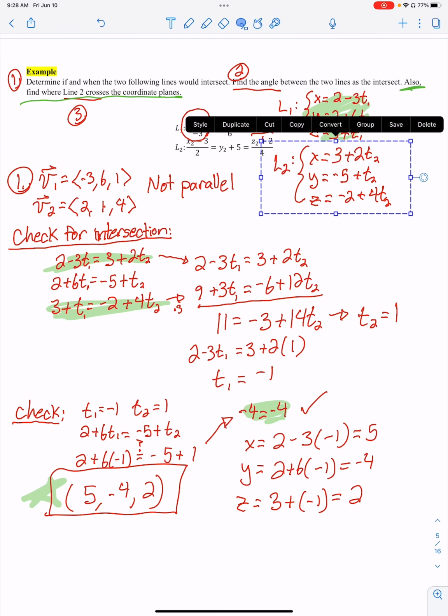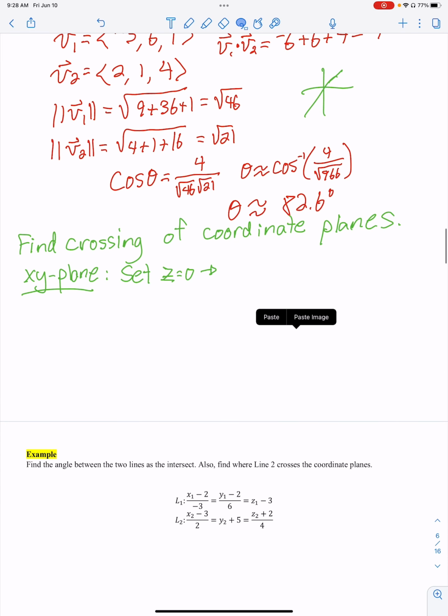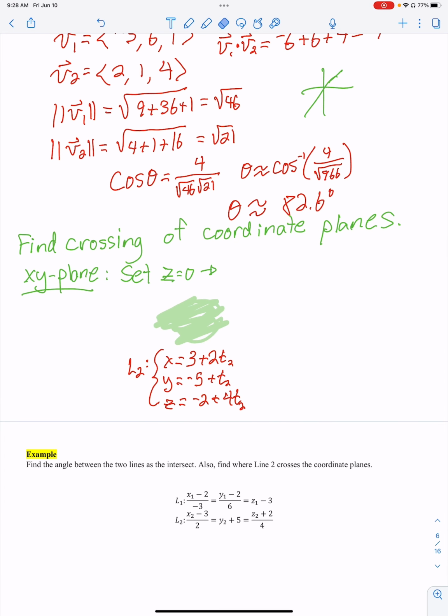I'll copy that down here just for a minute. That's what I get for L2. So if Z is 0, we get 0 equals negative 2 plus 4t2, and we solve for t2. I add 2, I divide by 4, and t2 happens at 1/2. I just plug in t2 for all these values. When I do that, it crosses at 4, negative 9 over 2, and 0. We take this number 1/2 and put it right here, here, here, and that gets me an XYZ.